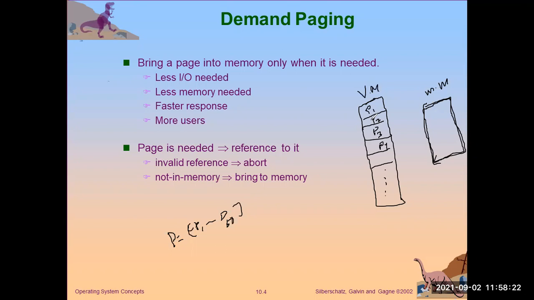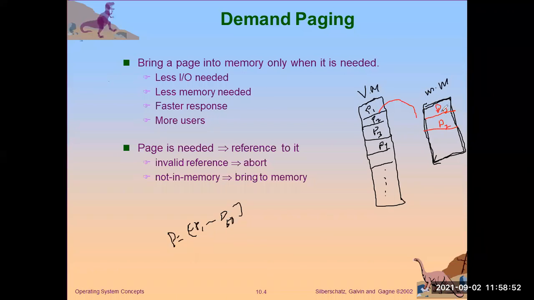I will bring into the memory only those pages which are needed. Whenever the program needs a page, I will transmit it. Whenever it requires page P1, I will transmit it to the main memory. Whenever it requires page P2, I will transmit P2. So on demand, I'm transmitting. This is the reason it is called demand paging.